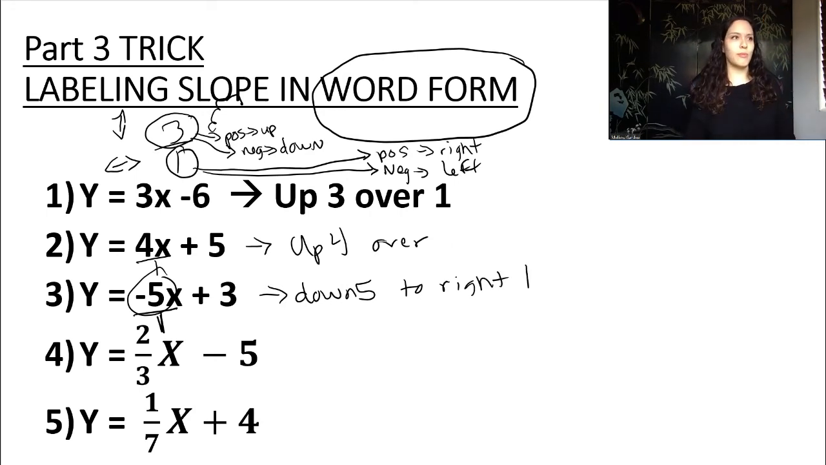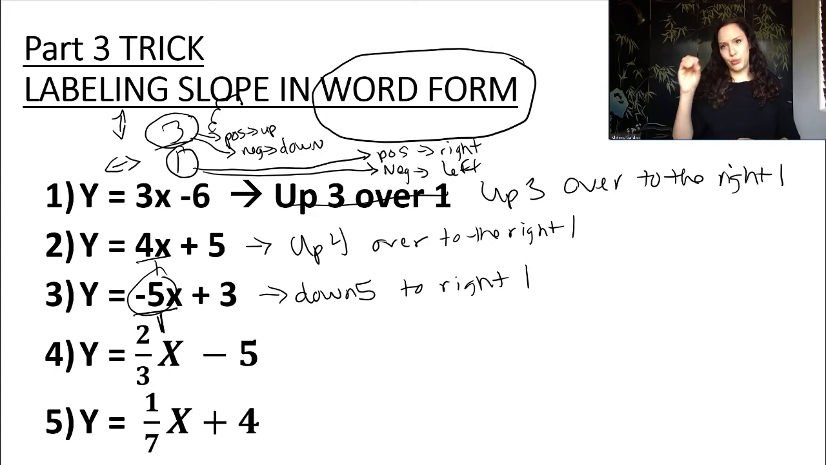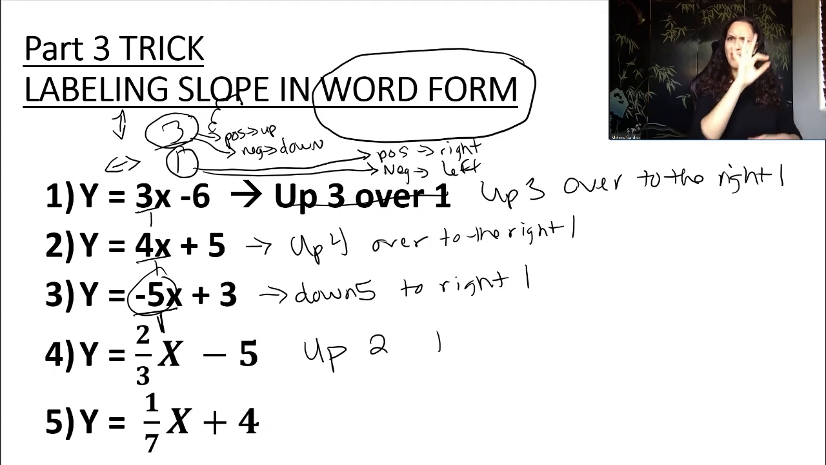Okay, so let's fix number 2. So up 4 over to the right 1. And even number 1 we can change. Now that we know the right way of saying it, up 3, over to the right 1, because it's a positive 1 on the bottom. Now let's look at 4. Okay, it's already a fraction. So up 2, over to the right 3.